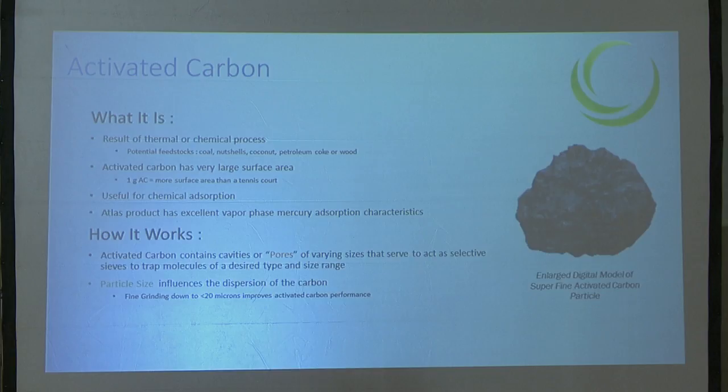Some of the really high-end activated carbons can have upwards of 3,000 meters squared per gram, which is more than a football field. So it's tremendous amounts of surface area, and that surface area is then used for chemical absorption. That's what all that surface area does. It traps these chemicals and particulates.